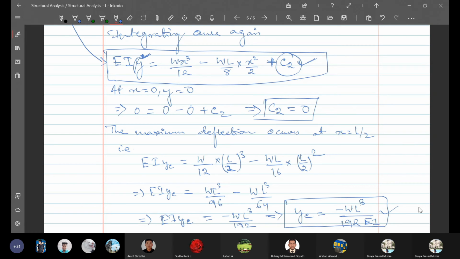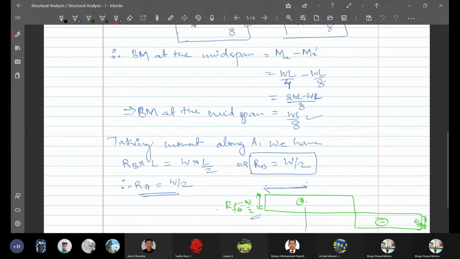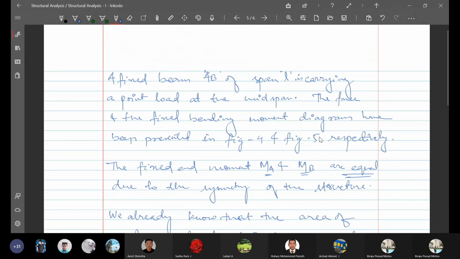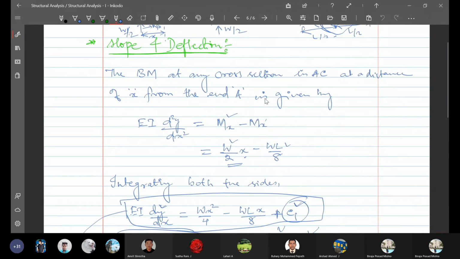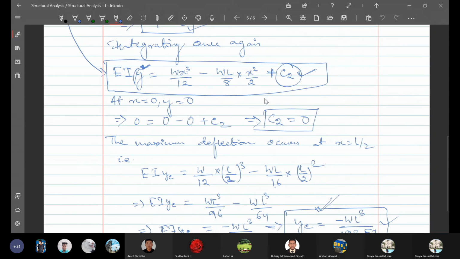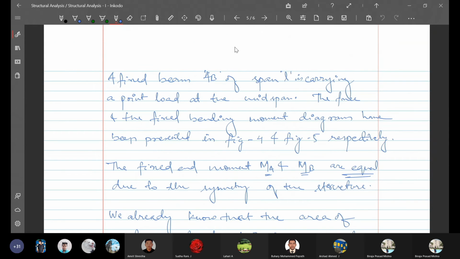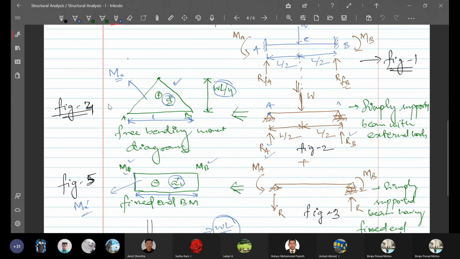That's it. So we have calculated the maximum deflection, and we have also calculated the bending moment at the midspan. Right? So this completes case 1. Now we will go to another case. Let us say that is case 2, and this was special case 1.